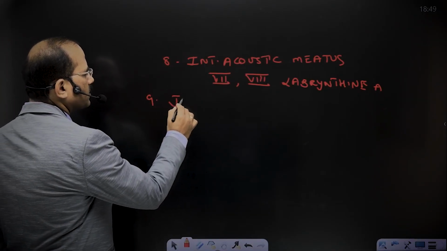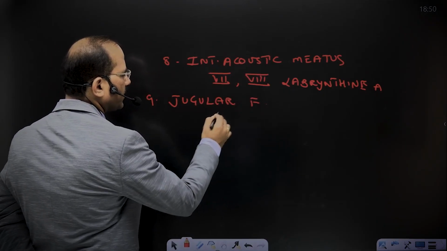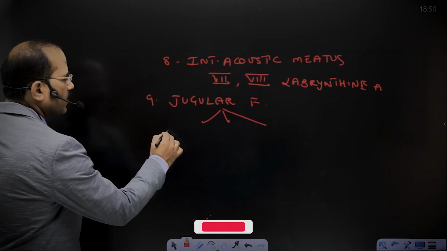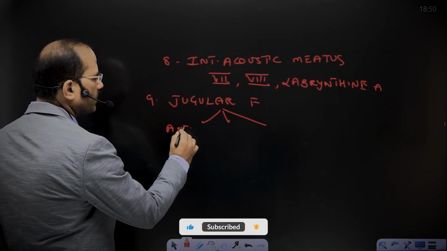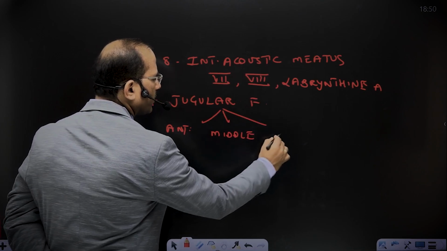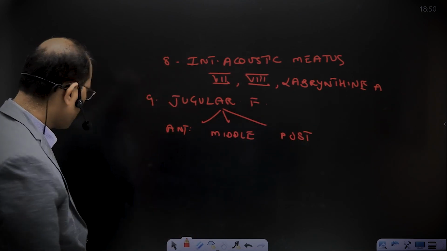Number 9 is a big foramen, the jugular foramen. This jugular foramen has got 3 compartments. One is the anterior compartment, one is the middle compartment, and one is the posterior compartment. I'll just write this for you. I'll explain this after some time.